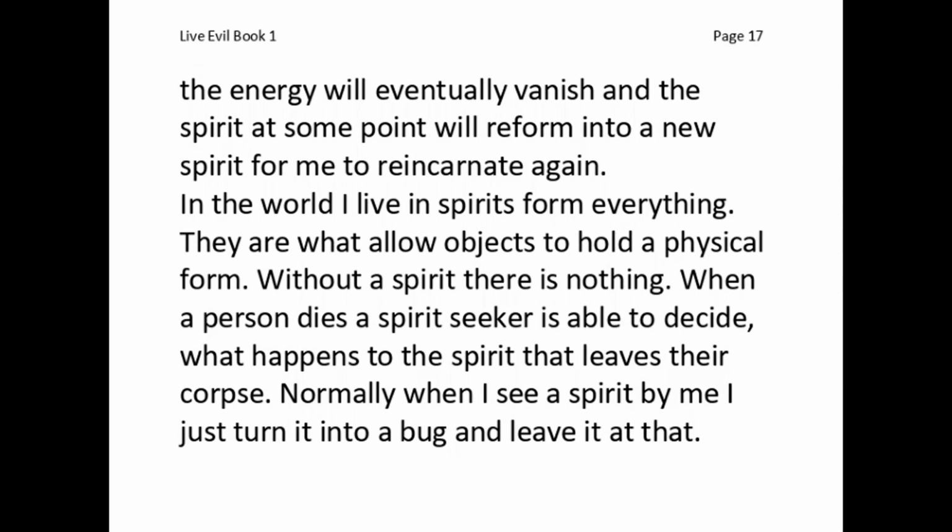In the world I live in, spirits form everything. They are what allow objects to hold a physical form. Without a spirit, there is nothing. When a person dies, a spirit seeker is able to decide what happens to the spirit that leaves their corpse. Normally, when I see a spirit by me, I just turn it into a bug and leave it at that.